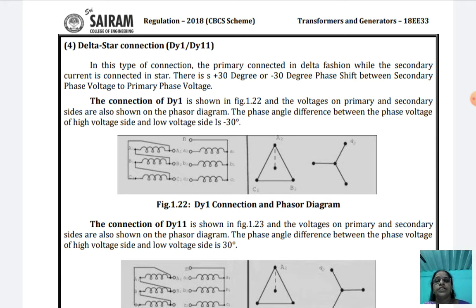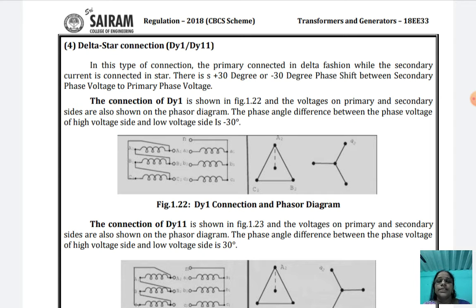In the previous lecture video we studied the star-star connection, that is 0 degree and 180 degree phase shift, and then delta-delta 0 degree and 180 degree phase shift, then star-delta minus 30 degree and plus 30 degree. Now we study the delta-star connection. This is the Dy1 and Dy11. Dy1 means minus 30 degree phase shift, Dy11 means plus 30 degree phase shift.